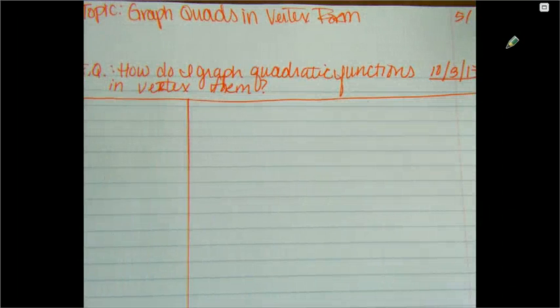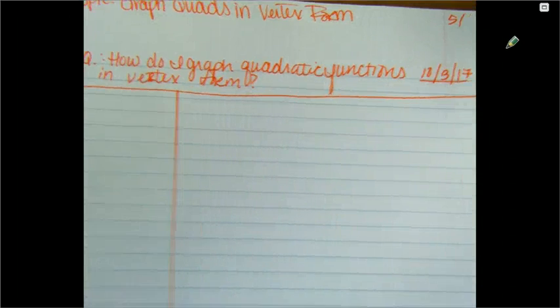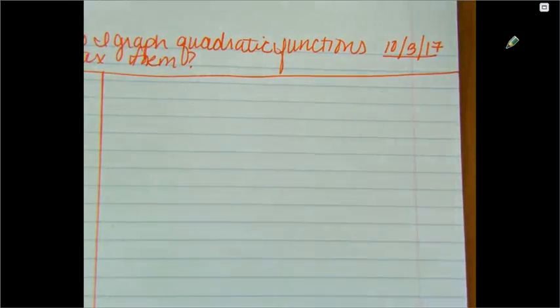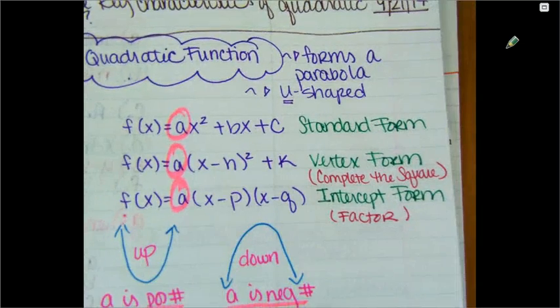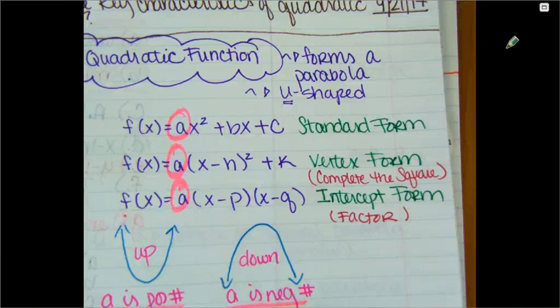I love how people are just literally staring at me or at the board instead of flipping in their notes. I'm not asking what the form is. How do I get to it? How do I get to vertex form?